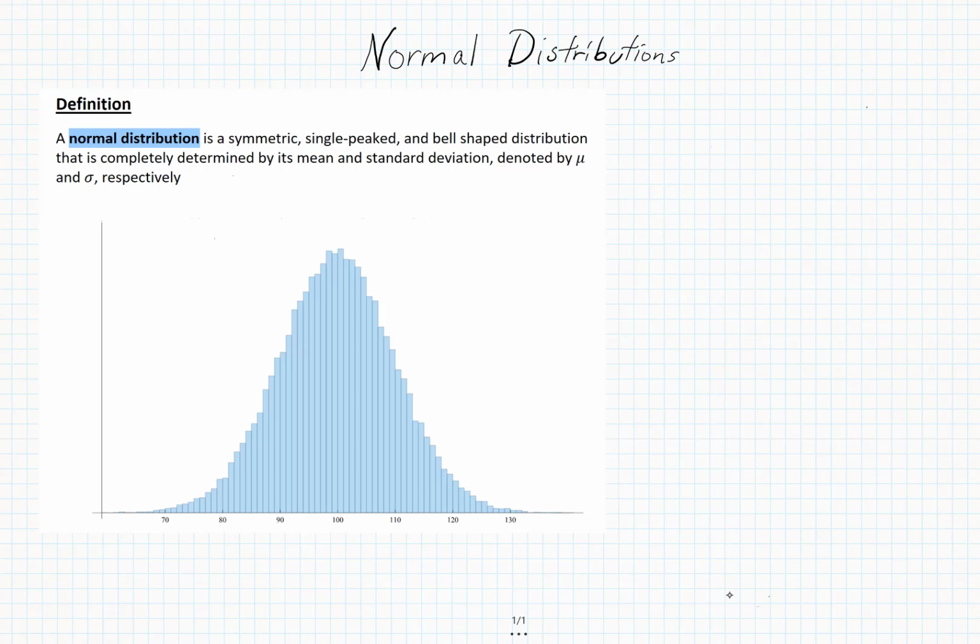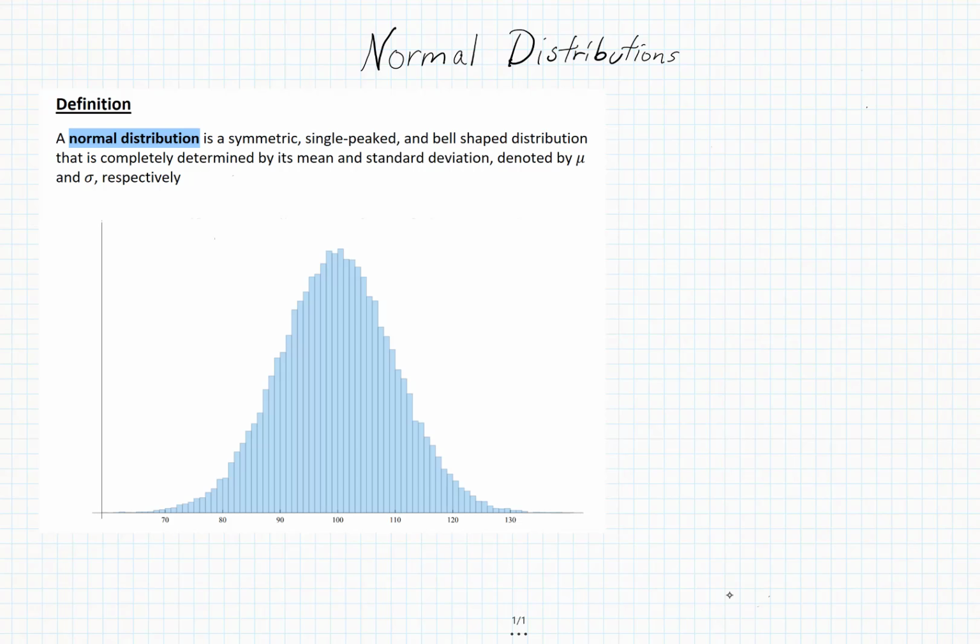Today we're going to be talking about normal distributions. A normal distribution is a symmetric, single-peaked, and bell-shaped distribution that's completely determined by its mean and standard deviation, which we'll denote the mean by mu and the standard deviation by sigma. These are also known as the population mean and population standard deviation.